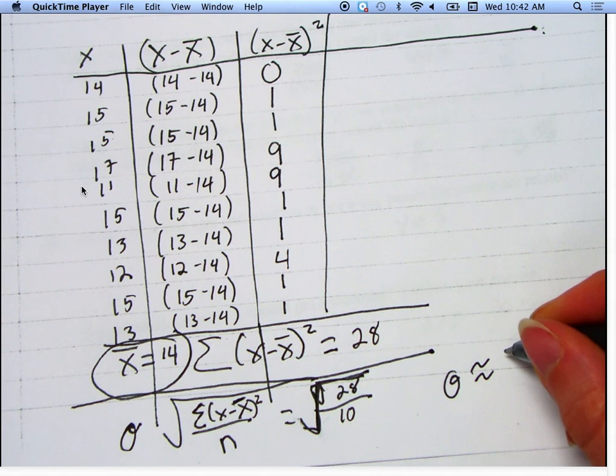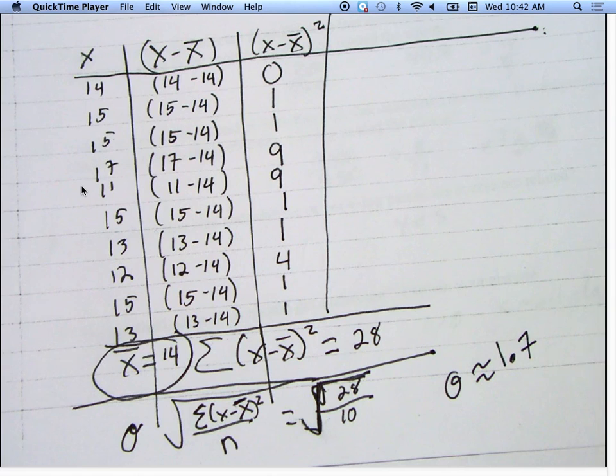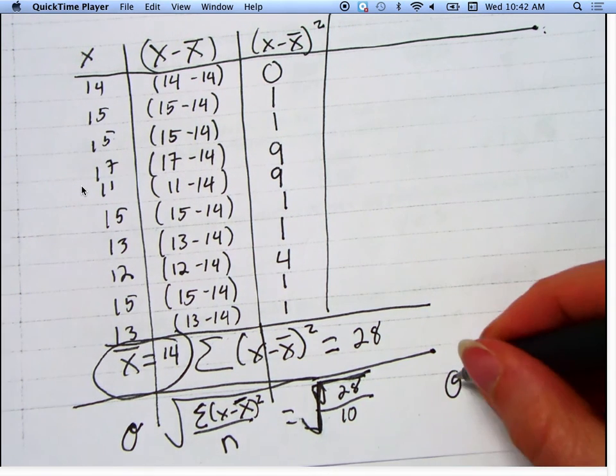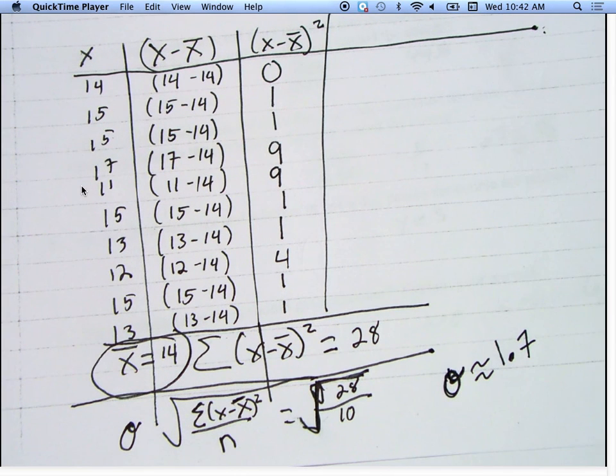Anybody try it? 1.7, because it's 1.67, so I rounded to. What's this little girl looking thing? This means standard deviation. Why'd you put those squiggly ones? Because I rounded. Squiggle signs are always for rounding.